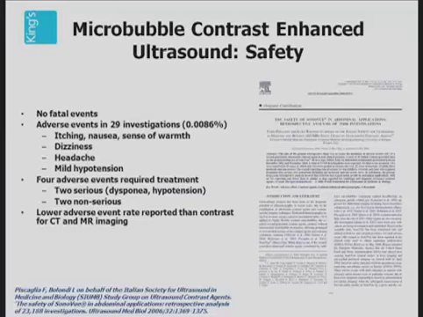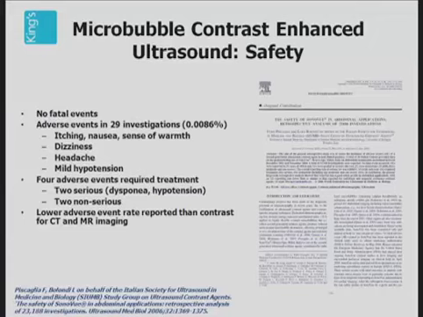This large study out of Italy, where SONOVIEW is used predominantly to investigate liver lesions, renal lesions, and lesions elsewhere in organs in Europe, has demonstrated that there are very, very few adverse effects. In 0.0086% of investigations, there were mild symptoms such as itching, nausea, sense of warmth, dizziness, headache, and mild hypertension.